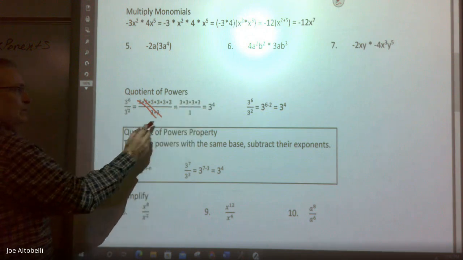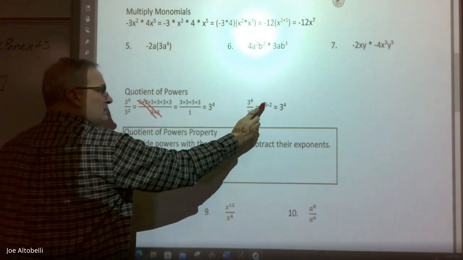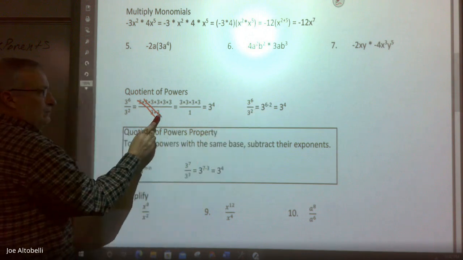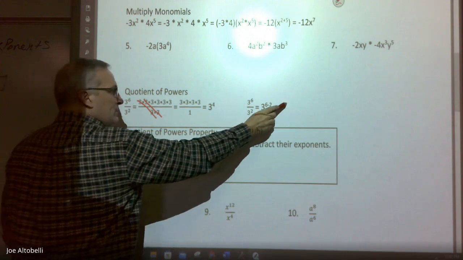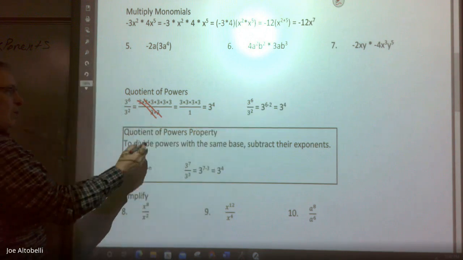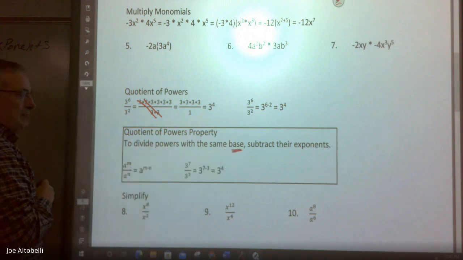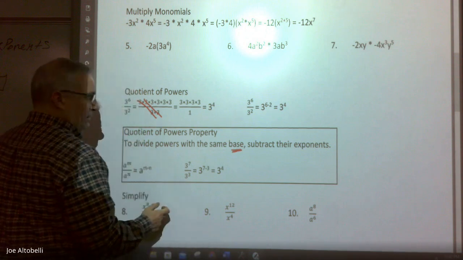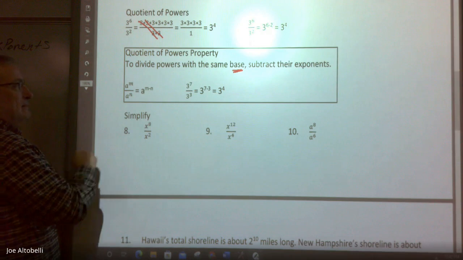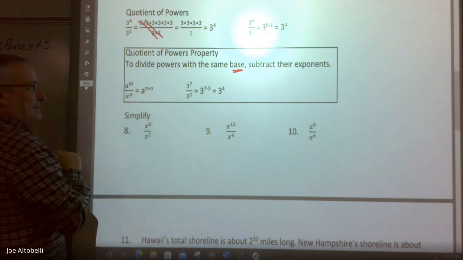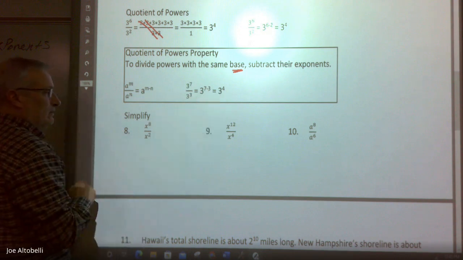So I could do then 3 to the 6 divided by 3 to the 2 is equal to 3 to the 6 minus 2. Notice I'm taking away 2 of them. So I get 3 to the 4th. So the quotient of powers property: to divide powers with the same base, remember they have to have the same base, you're going to subtract their exponents. So a to the m divided by a to the n is equal to a to the m minus n. 3 to the 7 minus 3, so I get 3 to the 4th.